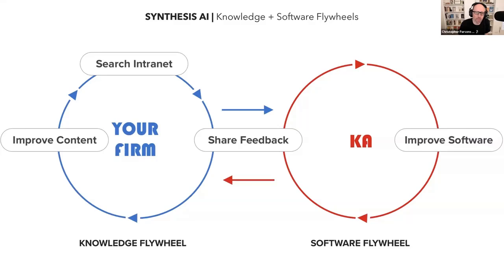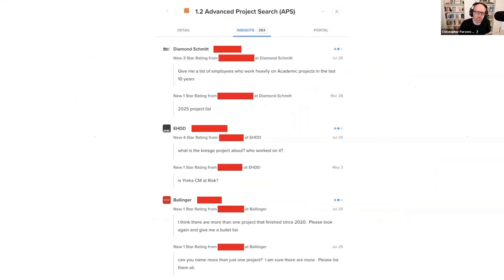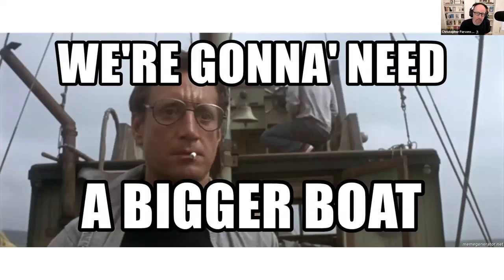Okay, so back to the flywheel. What we heard was project search. There was a lot of stuff. Give me a list of employees who've worked on academic projects in the last 10 years. What's this Kresge project? Is this project an at-risk type? On and on, all these project questions. And we weren't doing a good job of taking advantage of the data in the project directory. So once again, we learned that we were going to need a bigger boat.